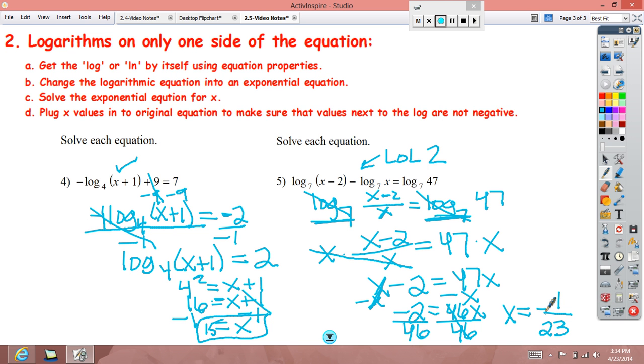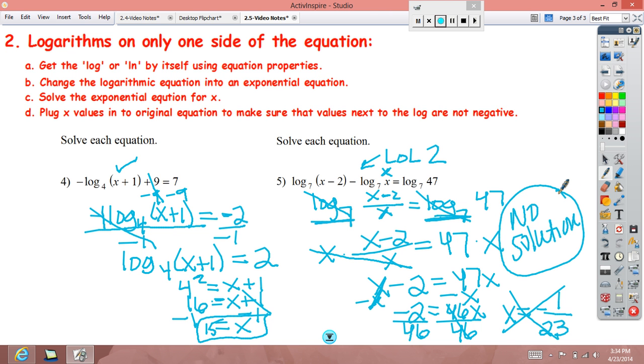Okay, this is a negative, so I've got to check, plug it back in. Oh, look at that. This is log base 7 of x, right? And so x here, if I plugged this back in, would be negative. So this one doesn't work. And so therefore, this is not an answer, and my answer is no solution. Just wanted to show you one of those.